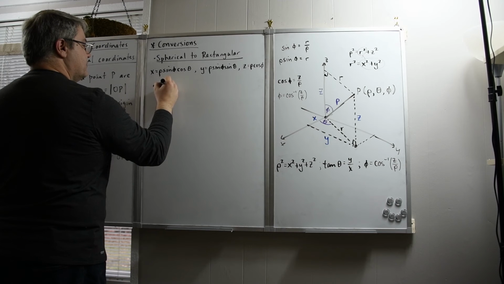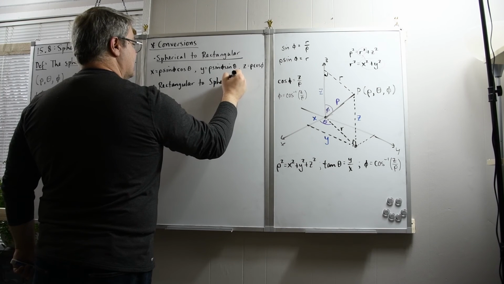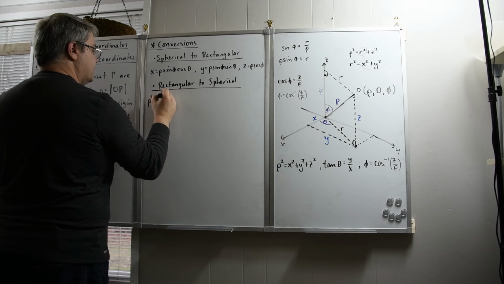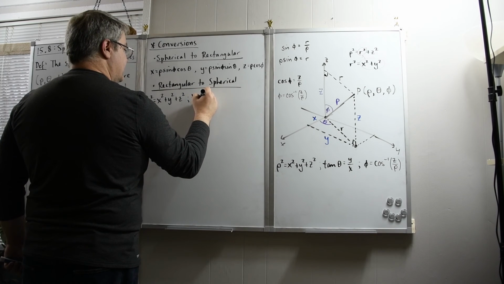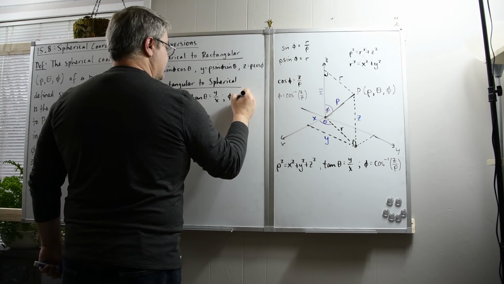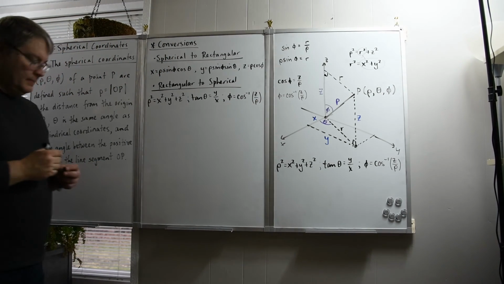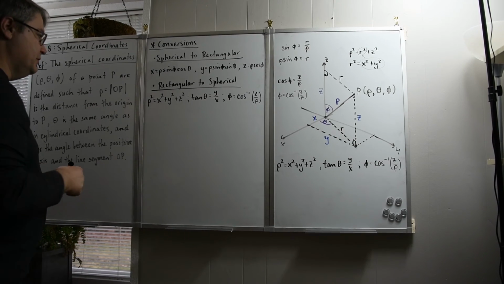Now, to more formalize it, we're going from rectangular to spherical coordinates. Then we have rho squared is x squared plus y squared plus z squared. We have tangent theta is y over x. And then we have phi is equal to the inverse cosine of z over rho. All right, so those are our conversions, spherical to rectangular, rectangular to spherical. So let's take a look at an example in which we use these.